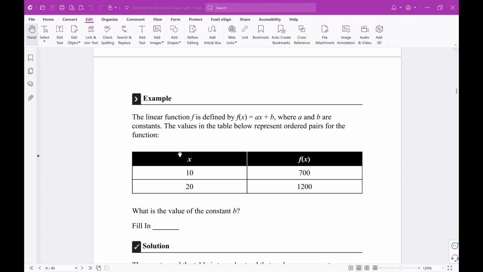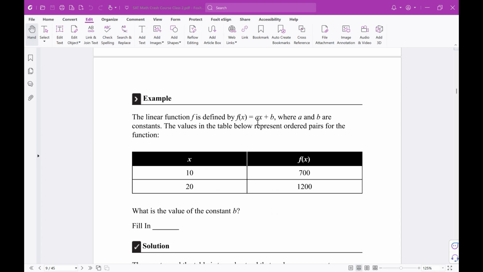The function is linear because we know the input and we also know the output. The statement is: the linear function f is defined by f of x equals ax plus b, where a and b are constants. The values in the table below represent ordered pairs for the function. What is the value of the constant b?